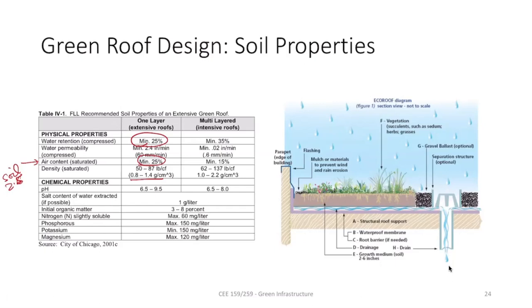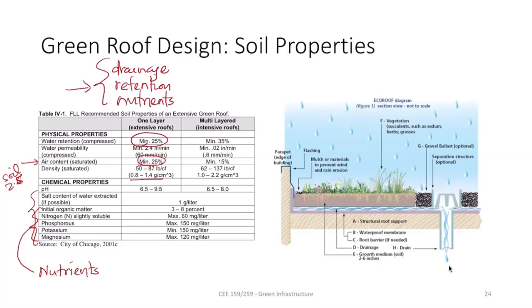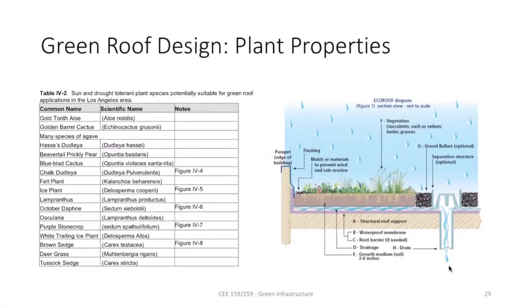Then there are some other components given. The only thing that you have to remember, this component here is nutrients. Those nutrients have to be there so that you don't have to keep applying fertilizer. These are there for plant support. So again, when you think of soil, you are looking at water retention, water drainage, and then the nutrients for the plants. So drainage, then retention, then nutrients. So these three things you have to control for soil properties.